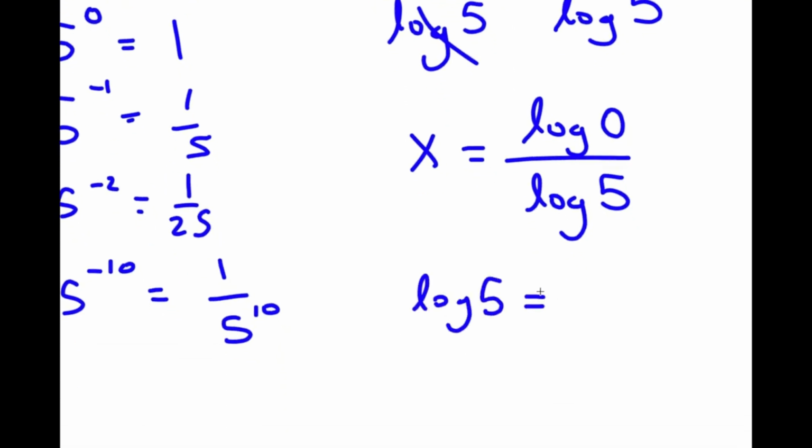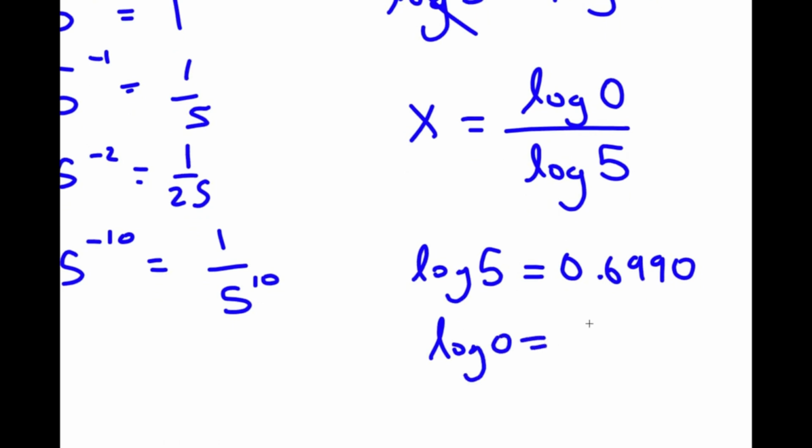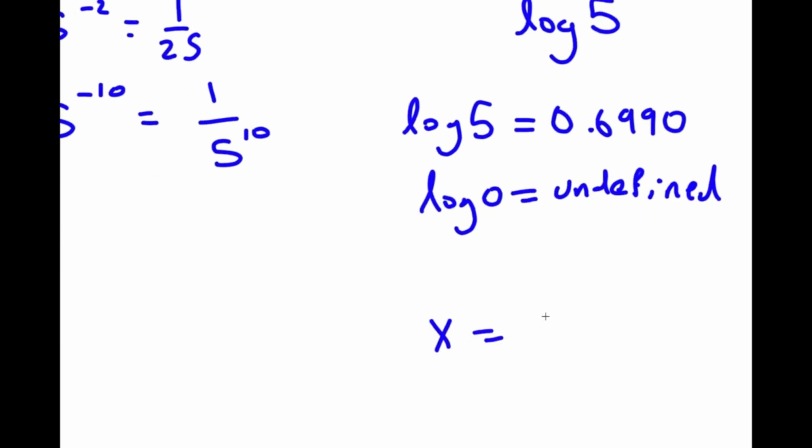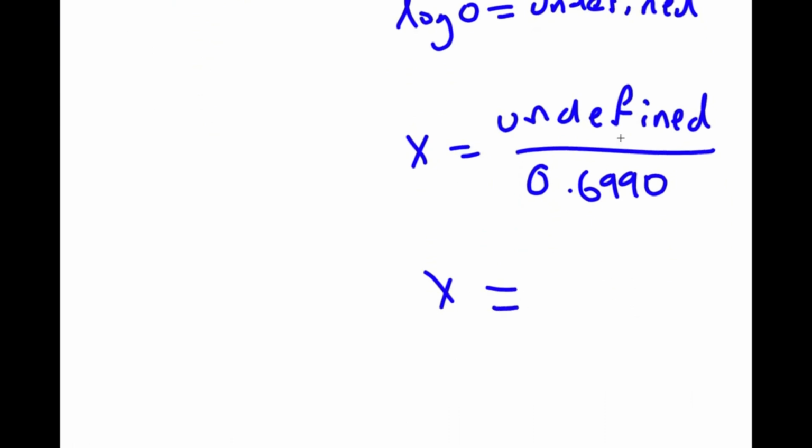Now log 5 is equal to 0.6990, and log 0 is actually undefined, meaning I have x is equal to undefined over 0.6990. Well, if something's undefined and you divide it by a number, it's still going to be undefined. So, meaning the value of x is undefined.